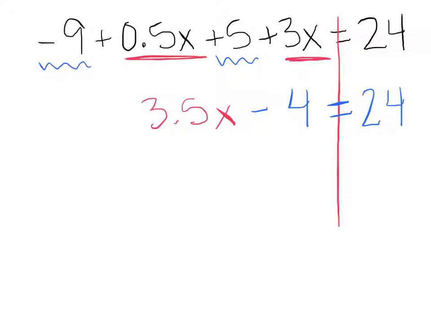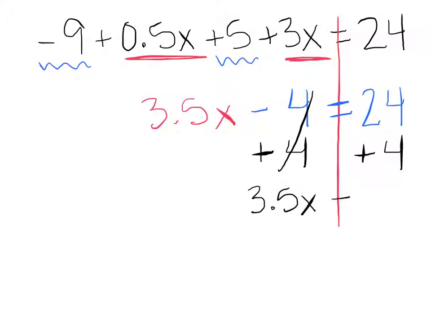So I see I have -4 there at the end. I'm going to do the opposite, which is add 4. That would be the undoing part. -4 plus 4 is 0, and they cancel out. So I'm left with 3.5x on this side equals 24 plus 4, which is 28.